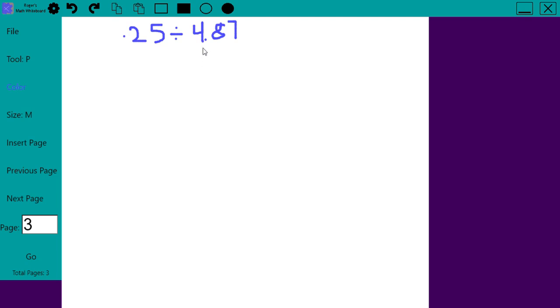First, I've got my divisor here. I need to remove this decimal, so I'm going to move it to the right twice. Now 4.87 is 487. I have to do the same thing to my dividend. Move this to the right twice. And now I've got 25 divided by 487.